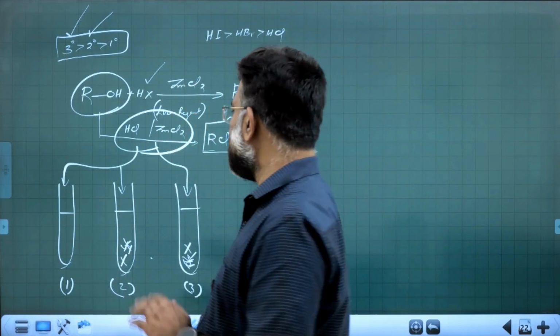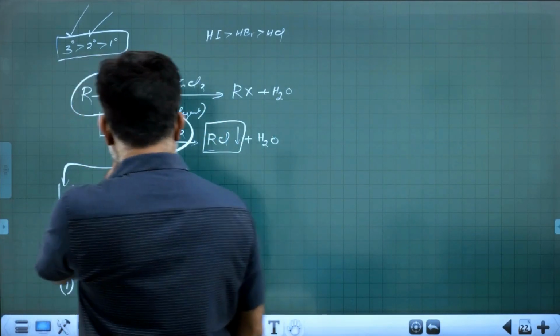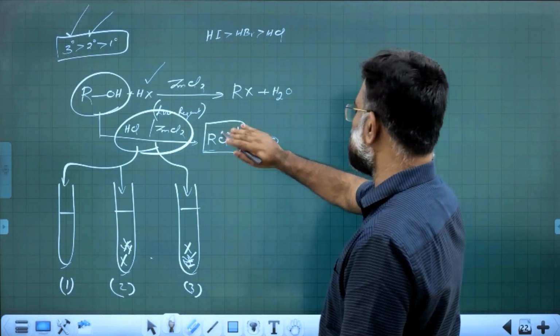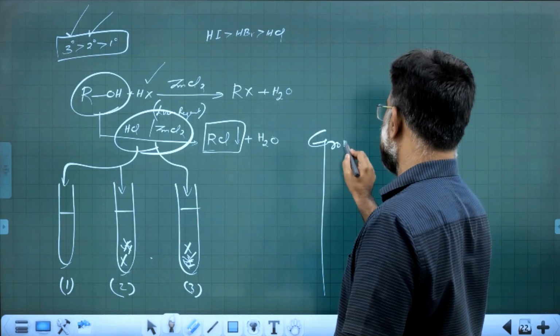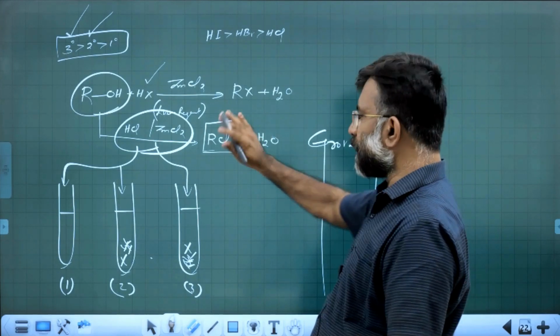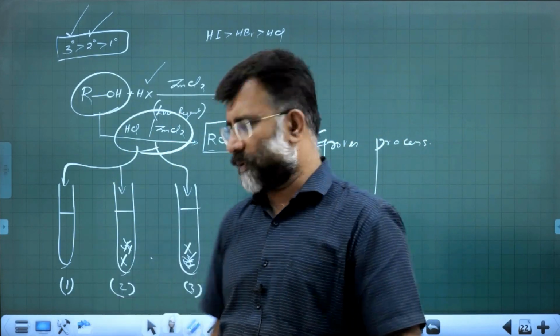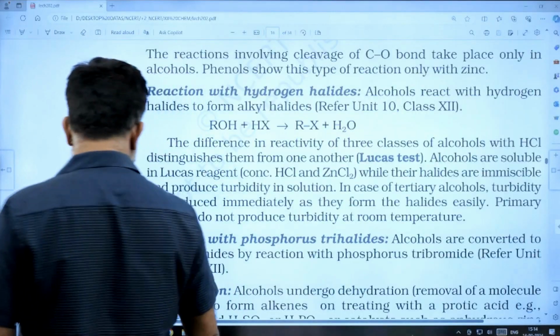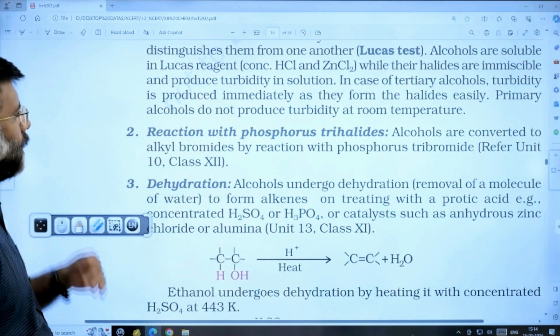Okay, so that's about the Lucas test and the reaction with the HCl. In fact, this reaction, as a process producing RCl from alcohol, is called the Groves process. So that's about reaction of alcohol with the HCl and anhydrous zinc chloride.